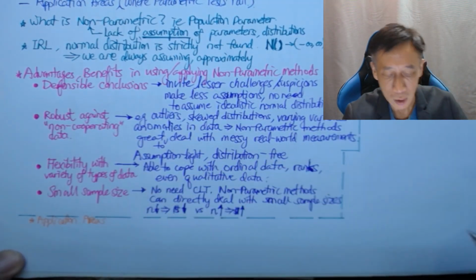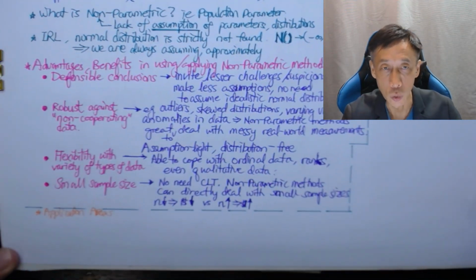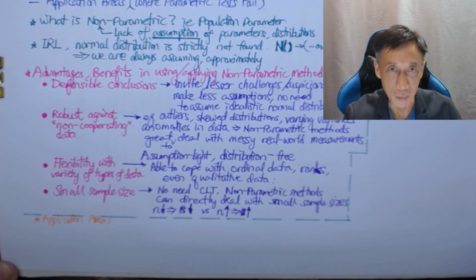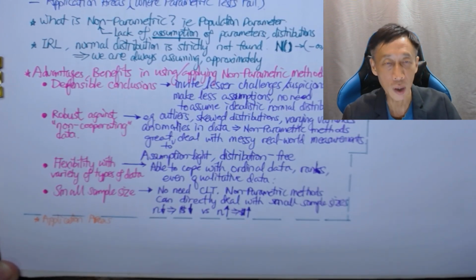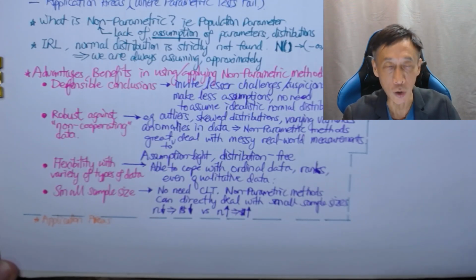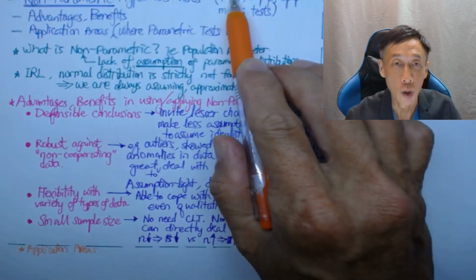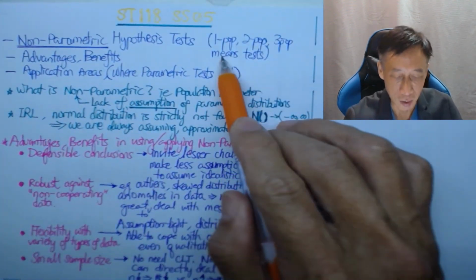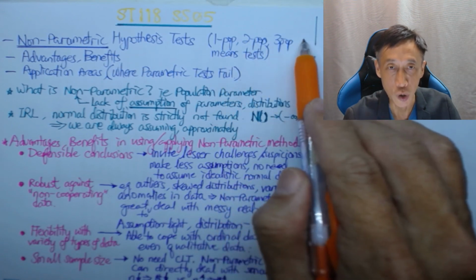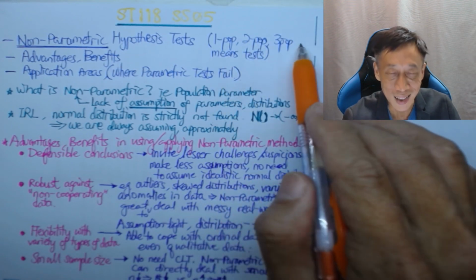So still, we are using the non-parametric methods to determine the population mean, but because it's non-parametric, we won't do mean. We'll do median instead. All right. So non-parametric methods typically involve population median, right? So it becomes one population median test rather than mean test. Two population medians test. Three or more population medians test.